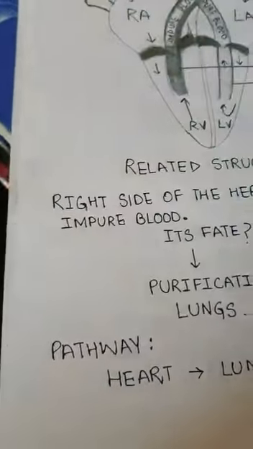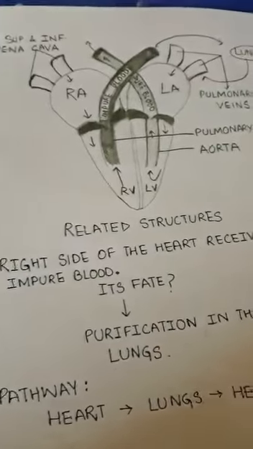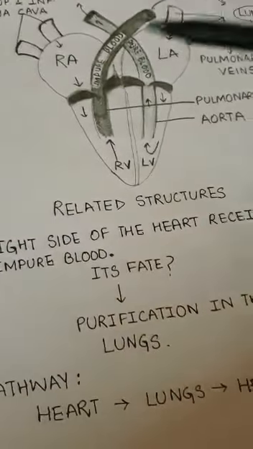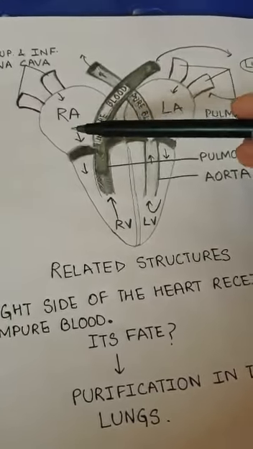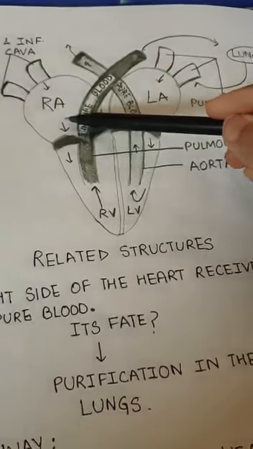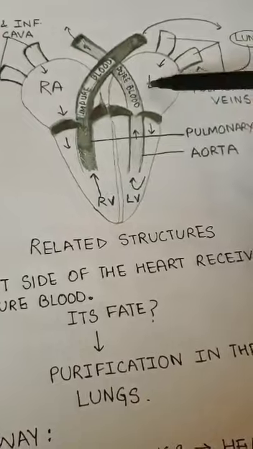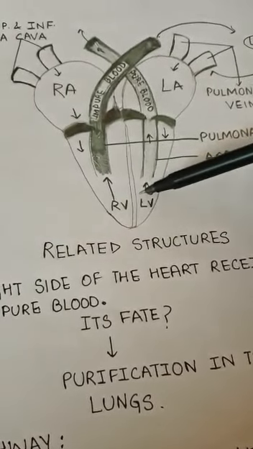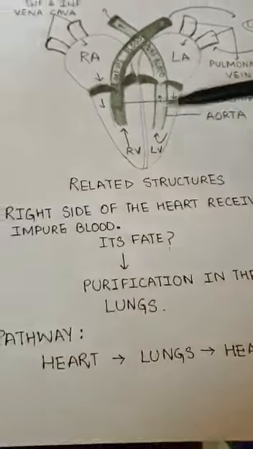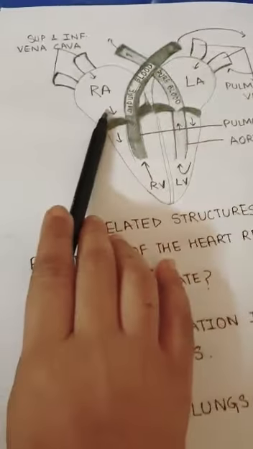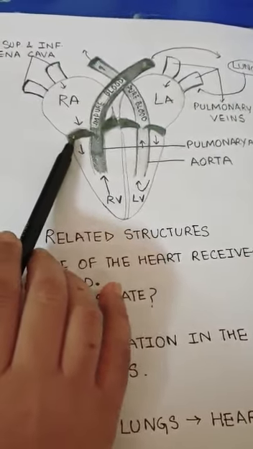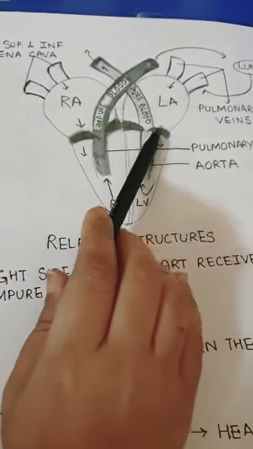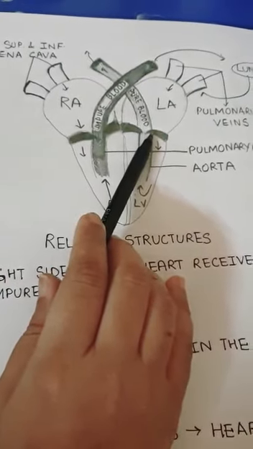Now I'll be discussing some related structures to it. Here you can see a schematic diagram of the heart where the four chambers are designated as the right atrium, right ventricle, left atrium and the left ventricle. Now we have valves present in between the atrium and the ventricle known as the tricuspid valve on the right side and the bicuspid valve on the left side.